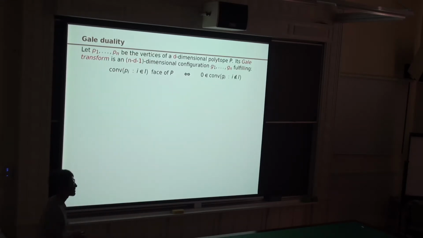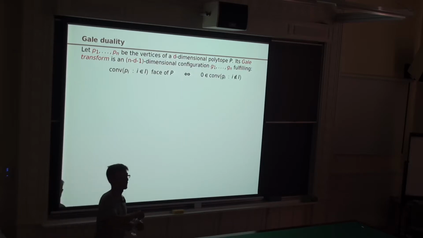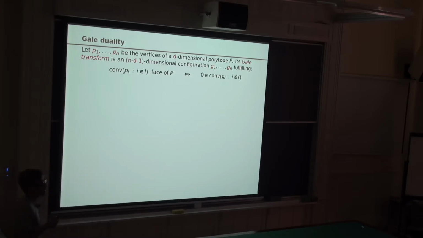And my last ingredient is Gale duality. This is a super brief introduction to Gale duality. Essentially, if you know it, good. If not, don't worry, because I'll go on. It's not really needed. Essentially, for Gale duality, you start with a configuration of n points in R^d, and it gives you another configuration of n vectors in R^(n-d-1). So if n and d are very close, this is very interesting because it gives things low dimensional.